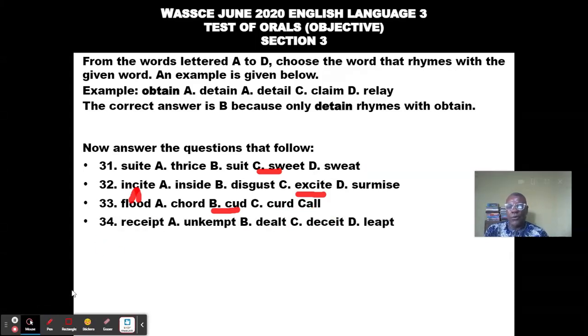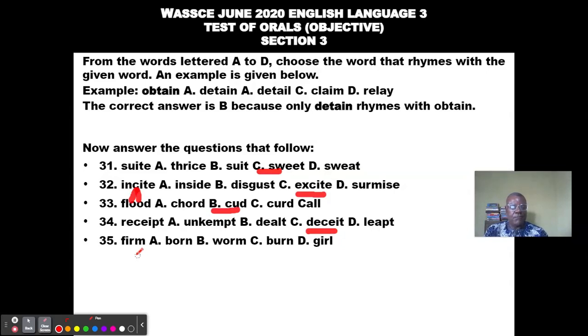Question 34. The given word is receipt, receipt. A, encamped, no. B, dealt, no. C, deceit, yes. D, left, no. 35. The given word is firm, firm. Option A, born, no. B, worm, yes. C, burn, no. D, girl, no.